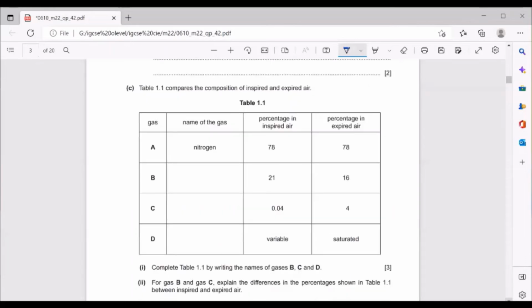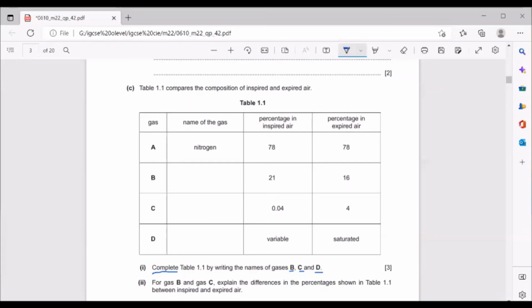Let us look at part C. Table 1.1 compares the composition of inspired and expired air. Inspired air refers to the air that we breathe in, while expired air refers to the air that we breathe out. Okay, so what you need to do is to complete the table by writing the names of gases B, C, and D. Now, which kind of gas forms 21% in inspired air, but only 16% in the expired air?